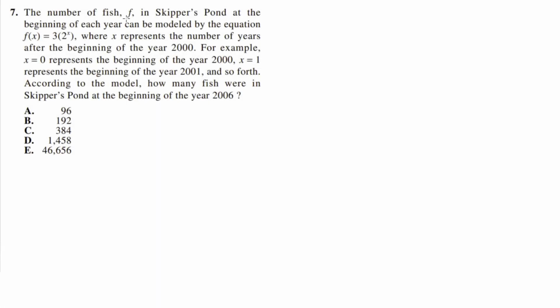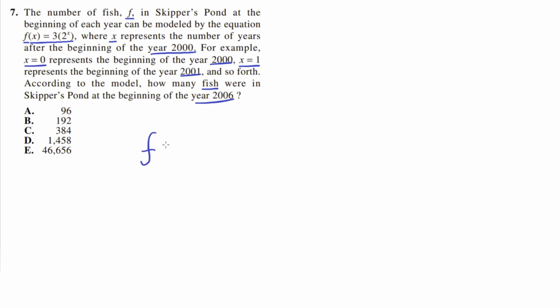The number of fish F in Skipper's Pond at the beginning of each year can be modeled by this equation, f of x equals 3 times 2 raised to the x, where x represents the number of years after the beginning of the year 2000. For example, x equals 0 represents the beginning of the year 2000, x equals 1 represents the beginning of the year 2001, and so forth. According to the model, how many fish were in Skipper's Pond at the beginning of the year 2006?